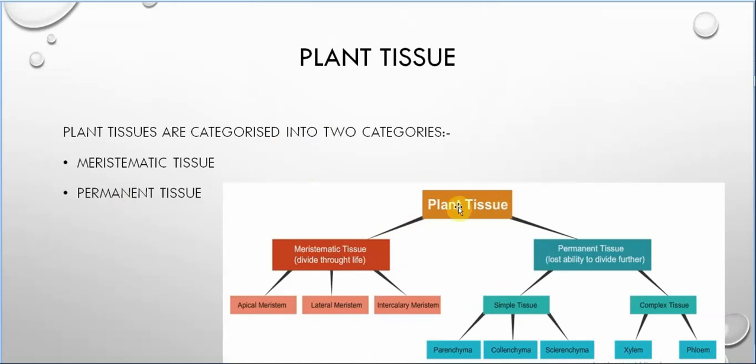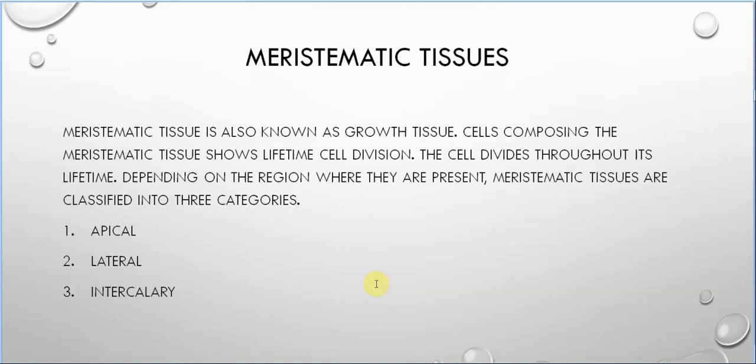As you can see in the picture, plant tissue is divided into two categories, meristematic tissue and permanent tissue. Meristematic tissue is categorized into three more categories. Before going into those three categories, let us discuss the meaning of meristematic tissue. Meristematic tissue is also known as growth tissue. Cells composing the meristematic tissue show cell division throughout their lifetime. Depending on the region where they are present, meristematic tissues are classified into three categories: apical, lateral and intercalary.